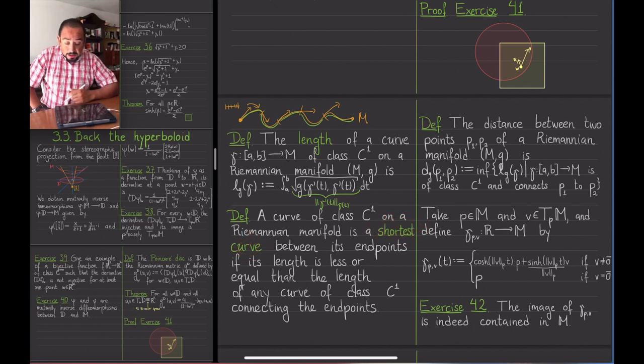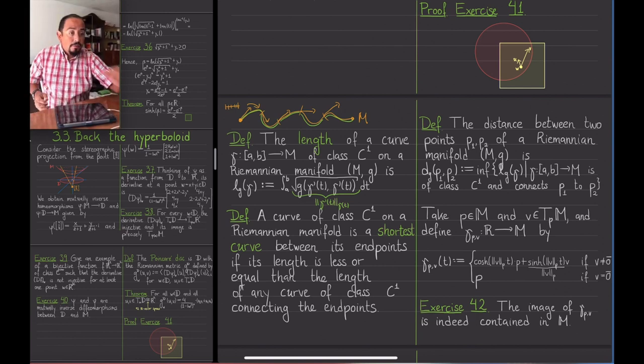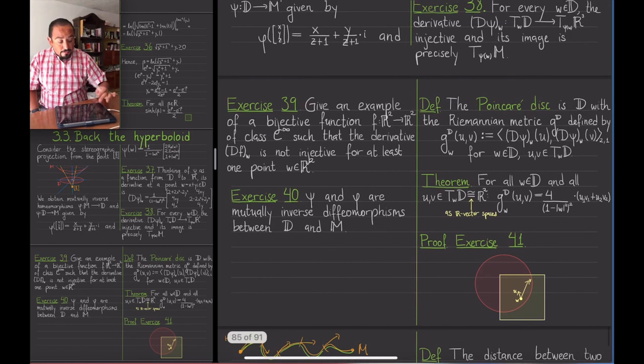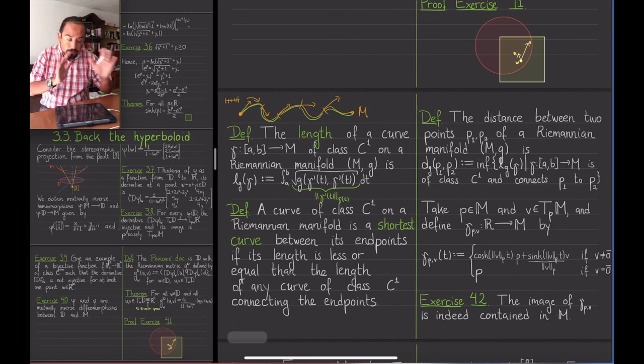Now, as I said, the objective of today's class is to try and find some geodesics in the hyperboloid. And somehow introducing the Poincaré disk for the moment is just a tool to perform some computations that are easier to perform in the disk than in the hyperboloid. But my focus is still the hyperboloid.